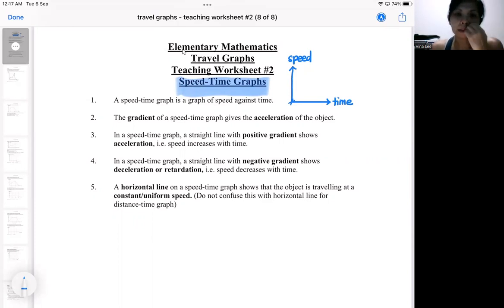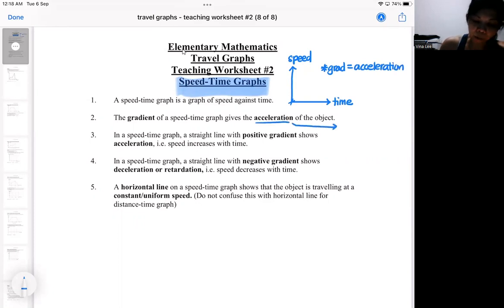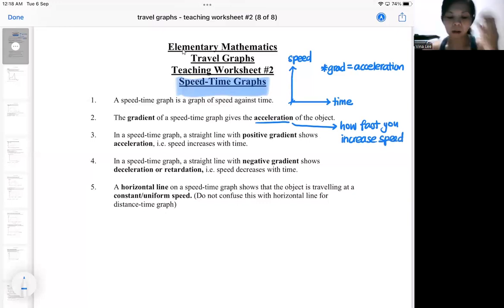In this case, the gradient will represent acceleration. So what is the idea of acceleration? Acceleration is how fast you increase your speed. So it is like how fast you increase speed.